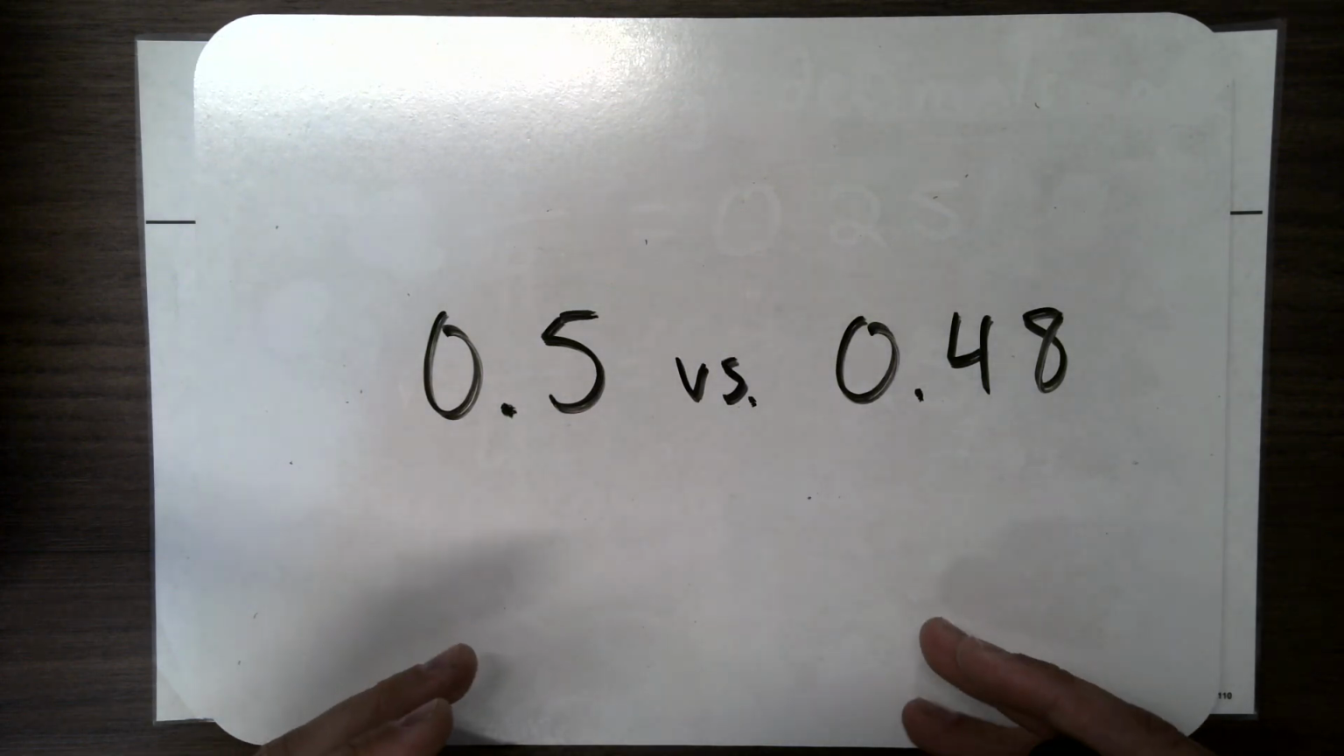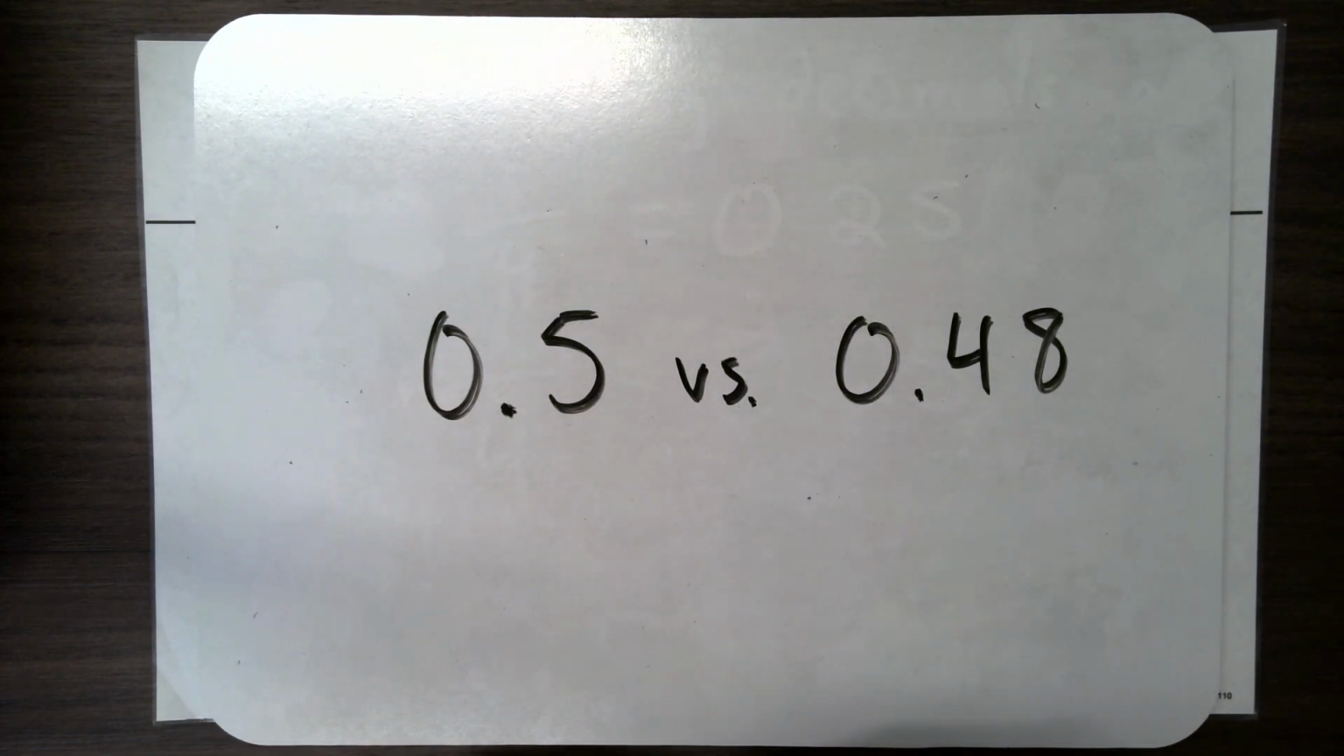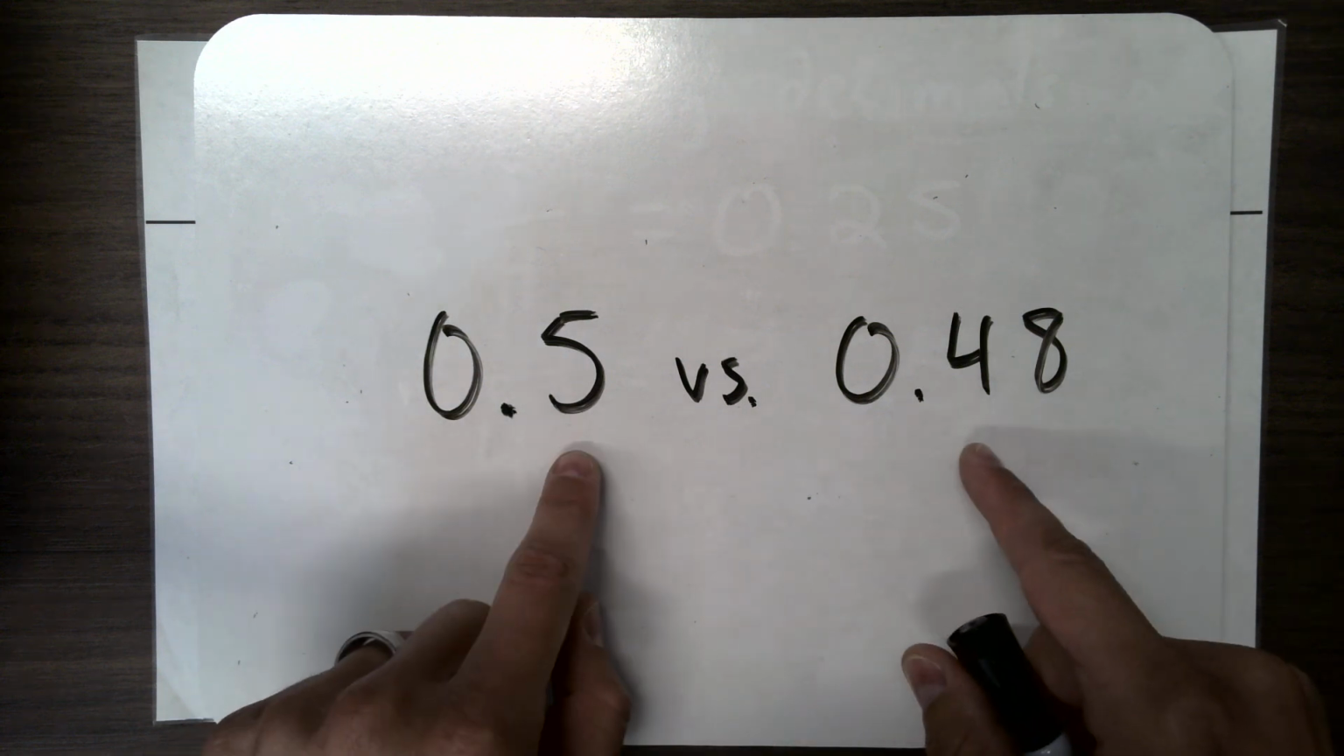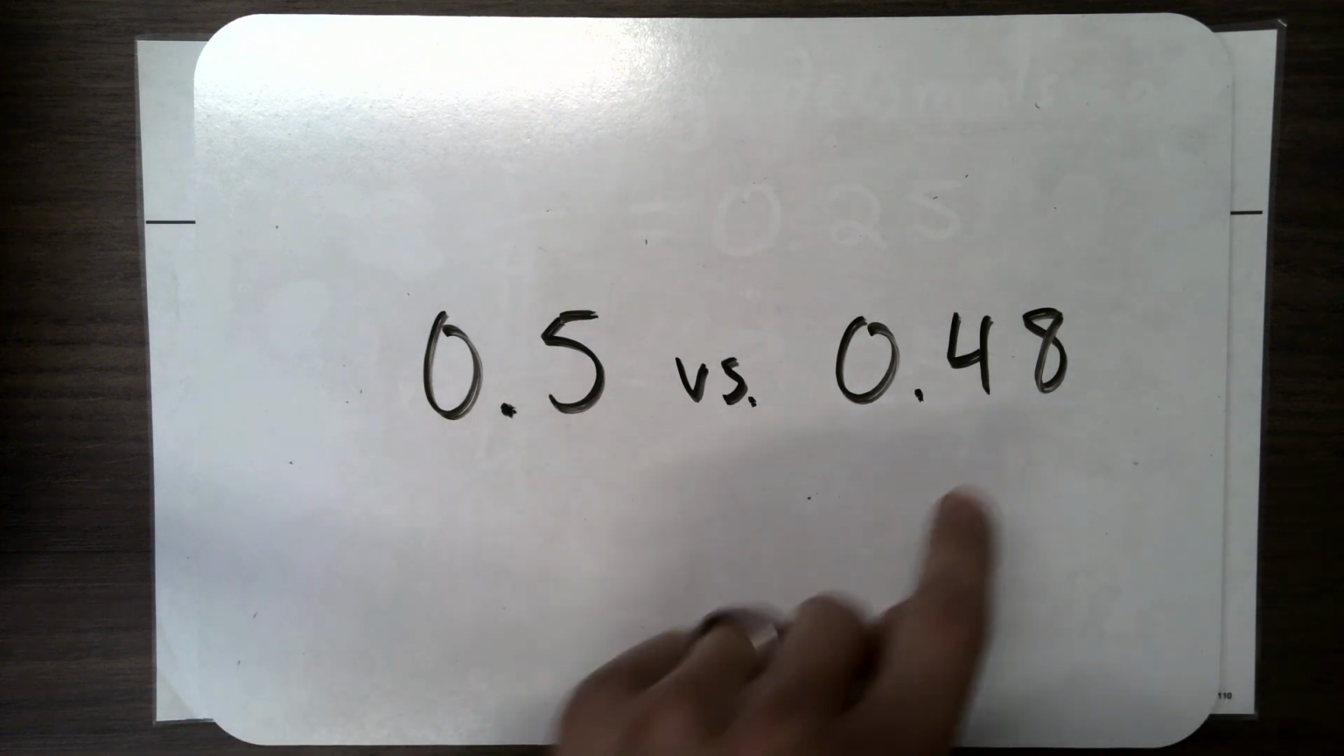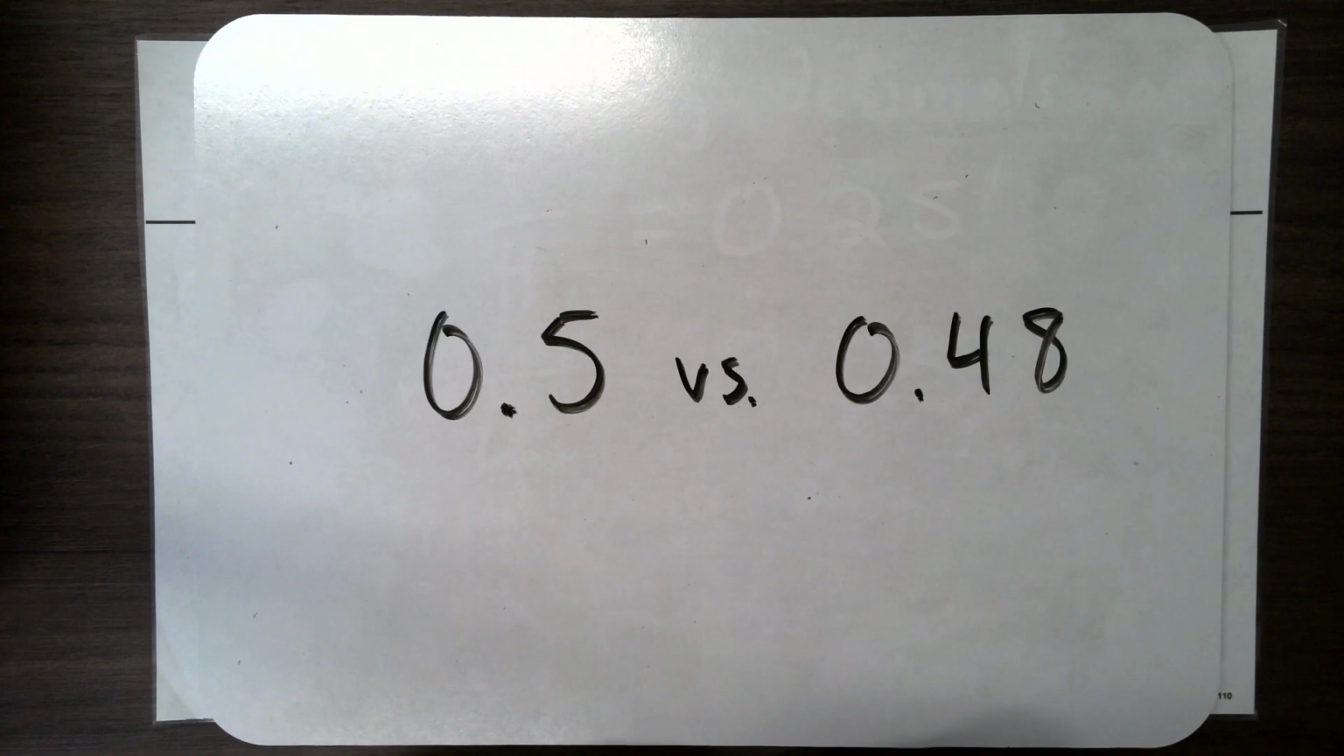So the main thing that we want to highlight is making sure that we're emphasizing the meaning of place value with these decimals. Some students will jump to this right away. They'll see the number 5, they'll see the number 48. They'll be thinking of this in terms of whole numbers. They'll say 48 is bigger than 5. But we really want to emphasize what those place values mean.